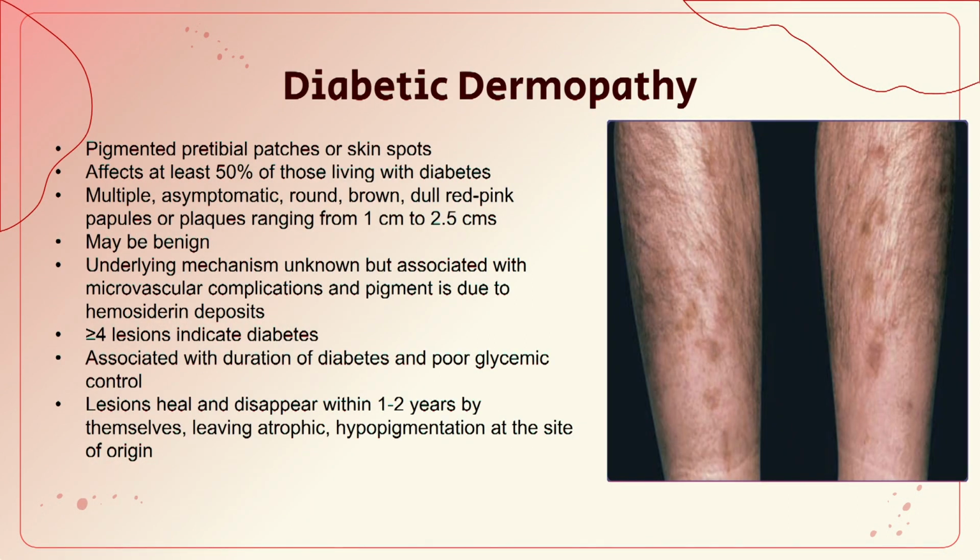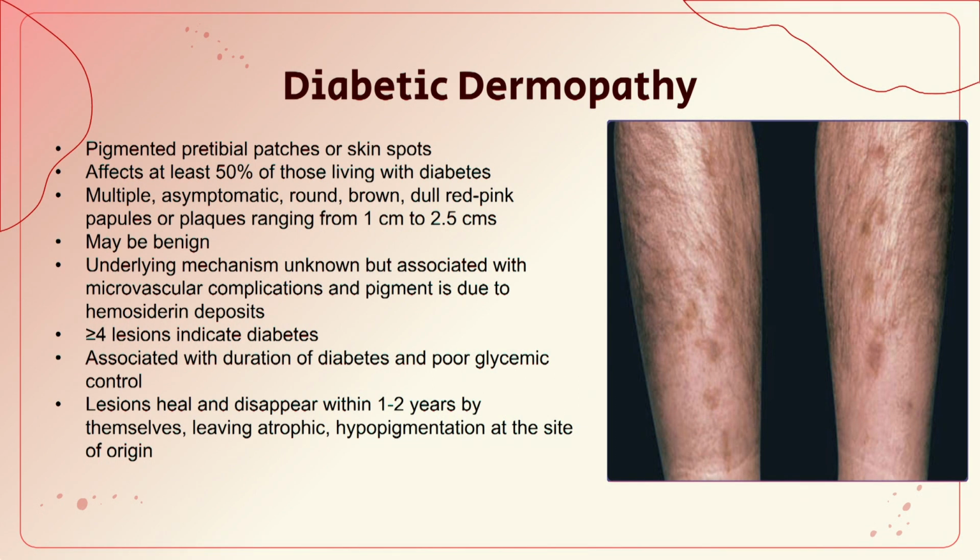Diabetic dermopathy. This is one of the most commonly seen skin manifestations associated with diabetes. They are pigmented pretibial patches or skin spots. Approximately 50% of our patients live with this. What you see are multiple asymptomatic, round, brown, dull red to pinkish papules or plaques ranging from 1 centimeter to even 2.5. They may be benign and the underlying mechanism is not really known, but definitely associated with other microvascular complications, and it is due to hemosiderin deposits.